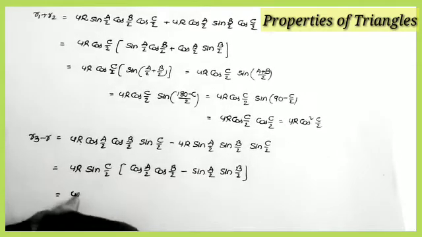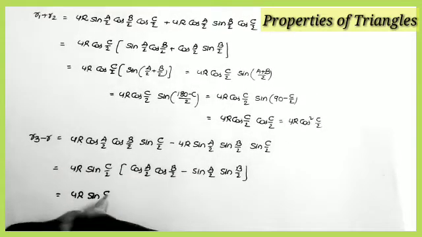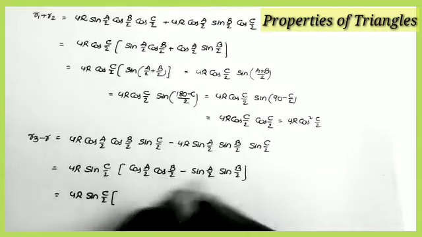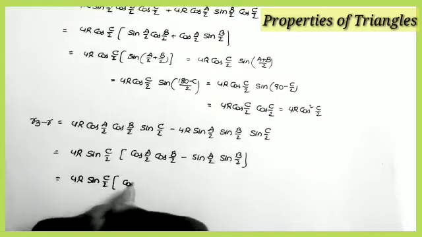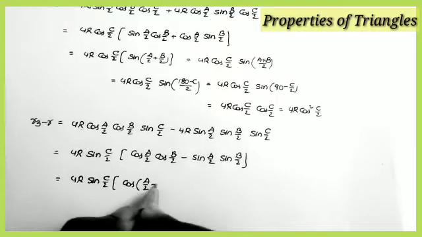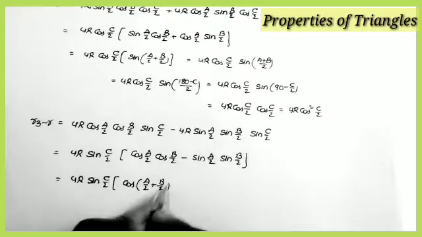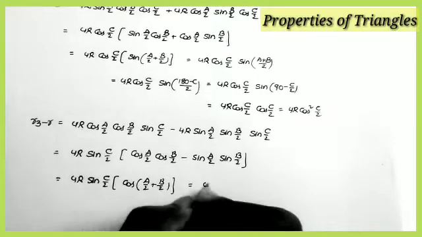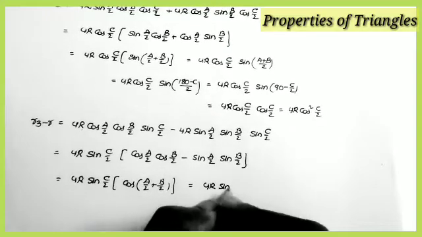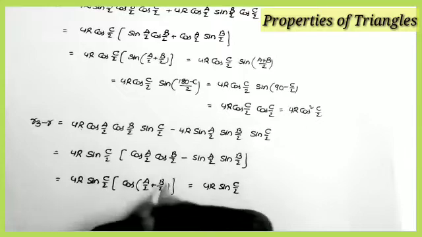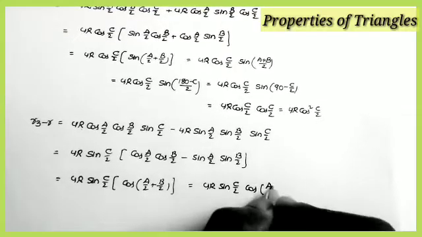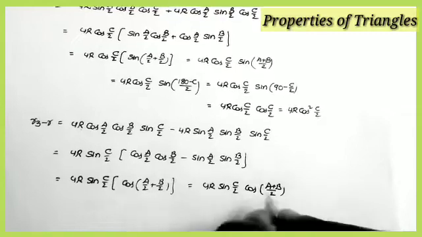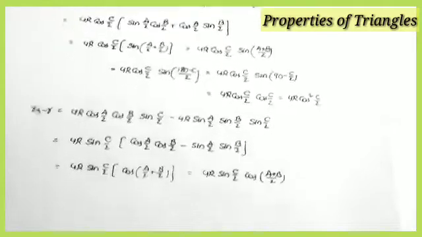Okay, see here, this is in the form of cos A cos B minus sin A sin B. What is the formula? Cos of A plus B, that is cos of A by 2 plus B by 2. Cos A cos B minus sin A sin B is equal to cos of A plus B. That is 4R sin C by 2 into cos of A plus B by 2.